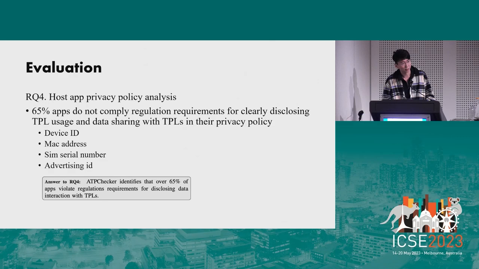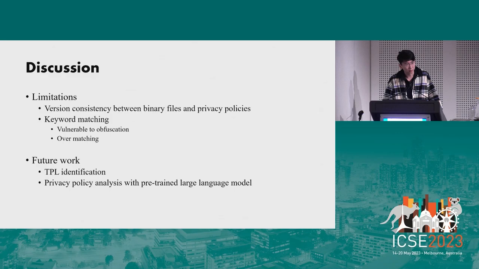Even though ATP checker is designed for identifying privacy issues of third-party libraries, there are some limitations, and ATP checker cannot guarantee the consistency between the binary files and the privacy policies. Host apps or third-party libraries update every day. However, we cannot guarantee the privacy policies are updated accordingly. It can only identify the consistency between the data input to the system, but it cannot guarantee version consistency.